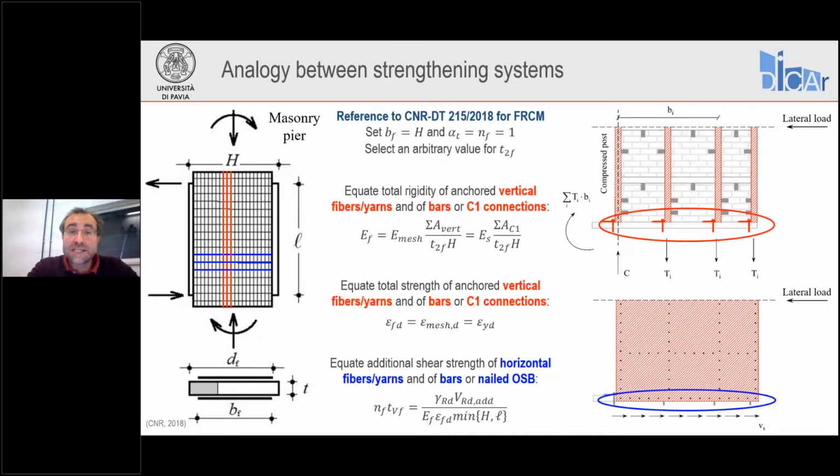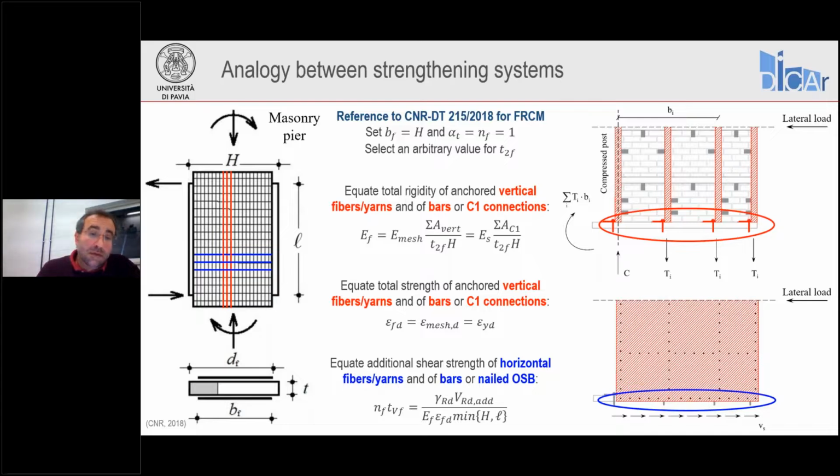Again, I will make reference to this document, the CNR DT 215-2018 of the National Research Council of Italy, which addresses the design of FRCM retrofit. There are some parameters required in the equations. They are nothing but the equations of the flexural contribution of a distributed reinforcement, but be careful, a brittle reinforcement that cannot plasticize, and the equations of an additional shear contribution for what concerns the lateral shear resistance.